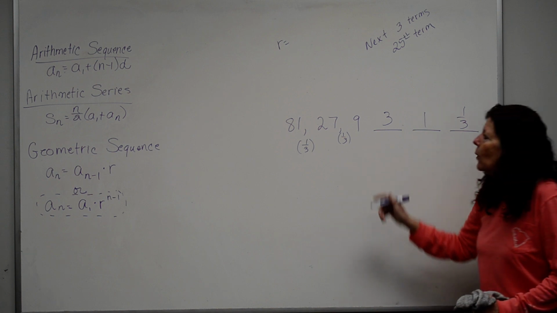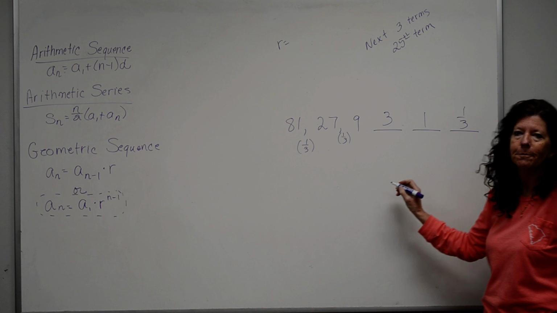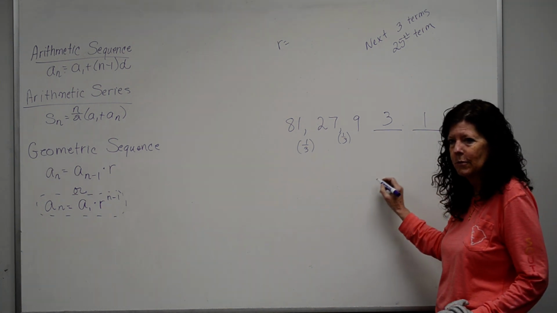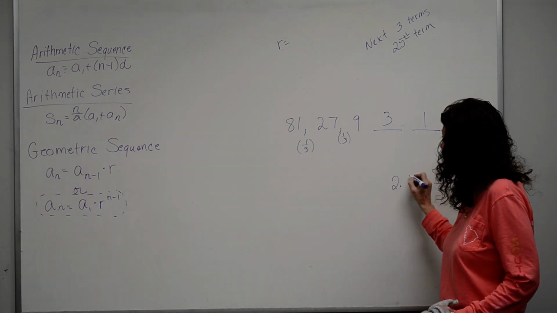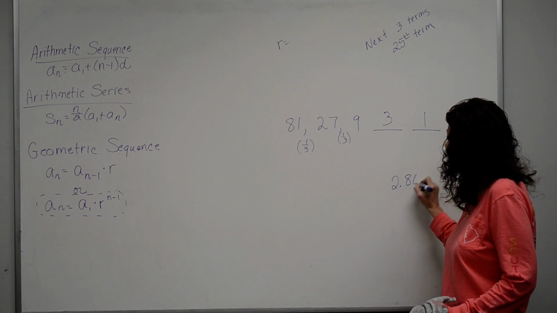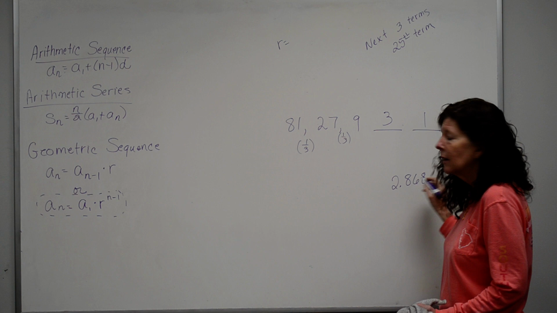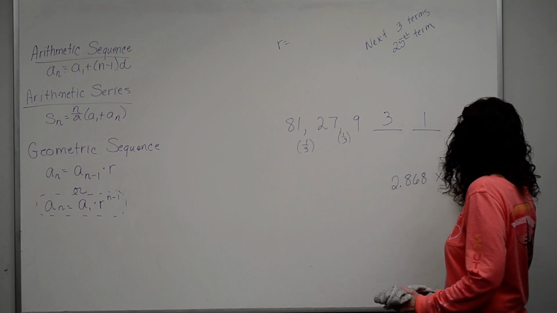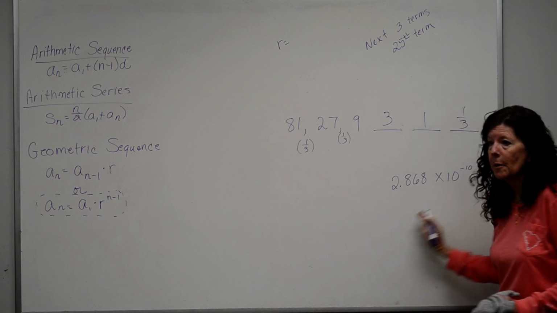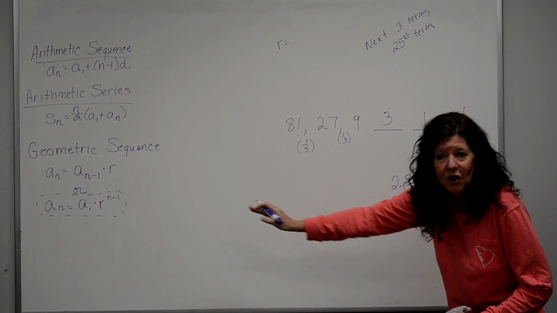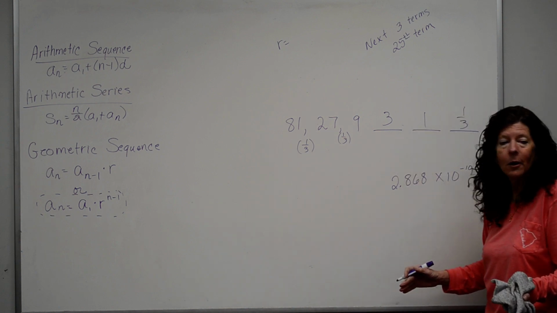Okay? Now, what is your 25th term? 2.868. Okay, is that what you guys got? Times 10 to the negative 10th power. Okay, so remember, that's 10 places to the left. That might as well be 0 almost.